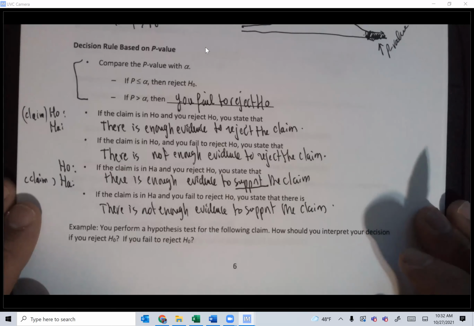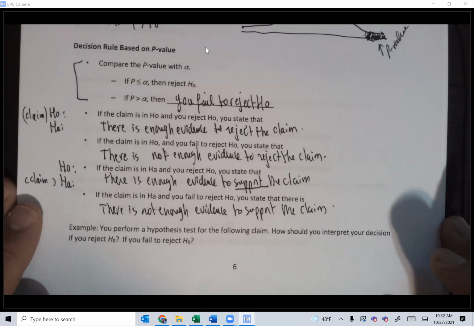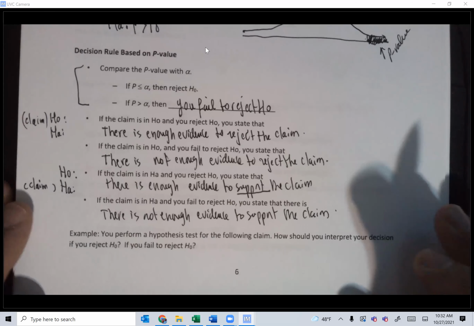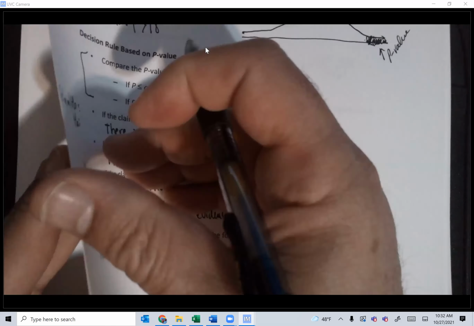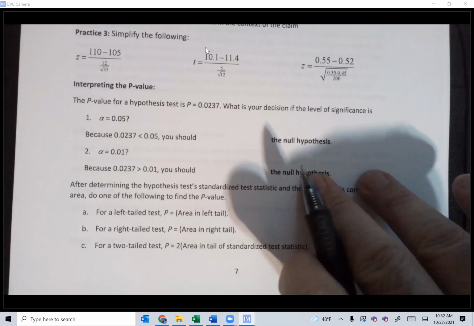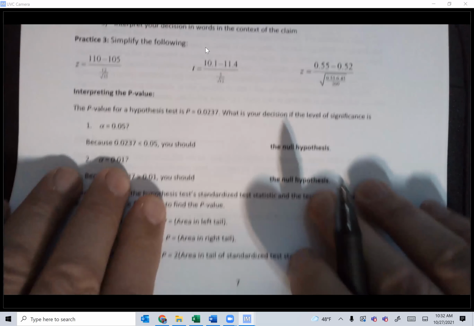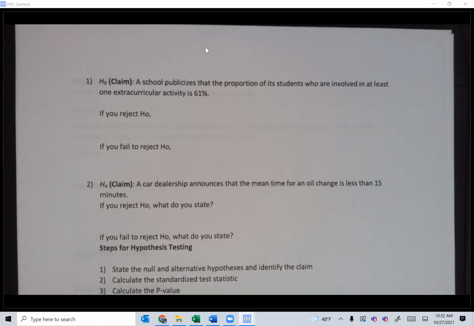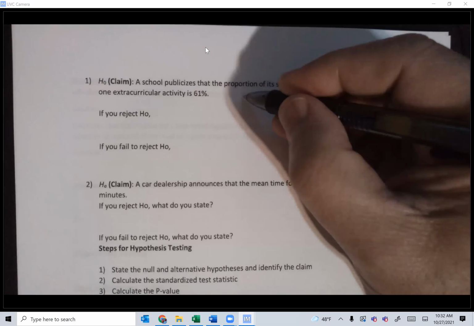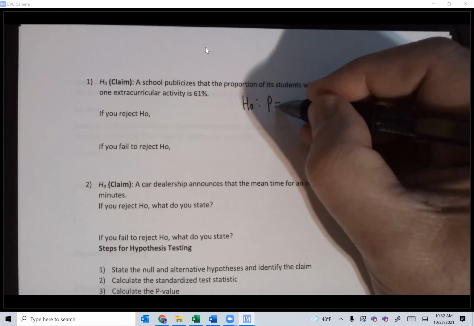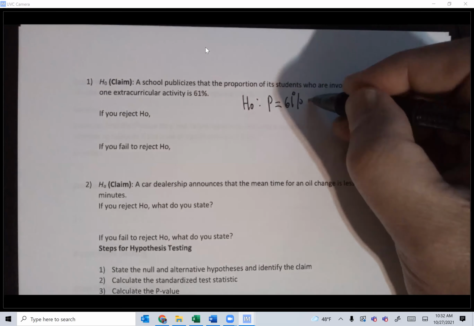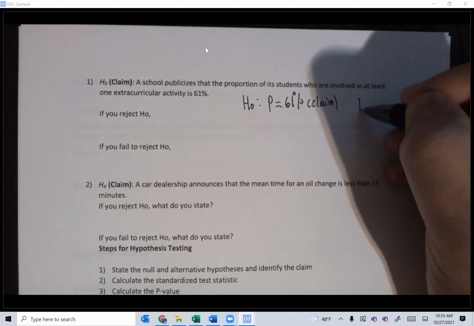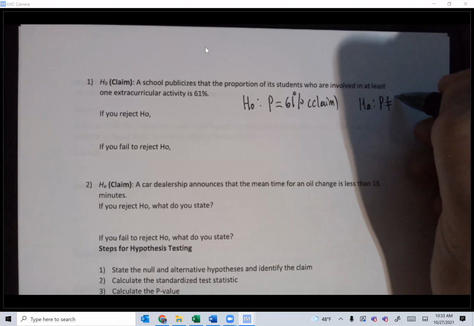You perform a hypothesis test for the following claim. How should you interpret a decision if you reject H0, if you fail to reject H0? Okay, let me go to the page. A school publicizes that the proportion of its students who are involved in at least one extracurricular activity is 61%. So let's put the null and the alternative. That's very important. And this is the claim. And HA, p is not 61%.